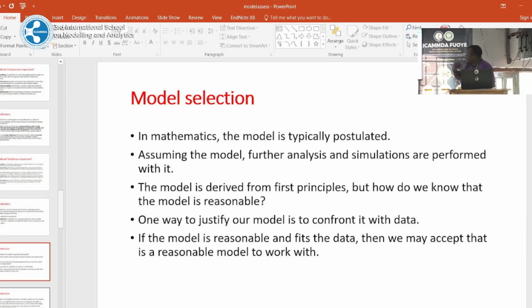The model is derived from first principles, but how do we know that the model is reasonable? Those are the questions we want to look at. Selection. One way to justify our model is to confront it with data. If the model is reasonable and fits the data, then we may accept that it's a reasonable model to work with. Right? So a good model, one of the conditions I gave for a good model, if you have been following my class, is parameterizable.